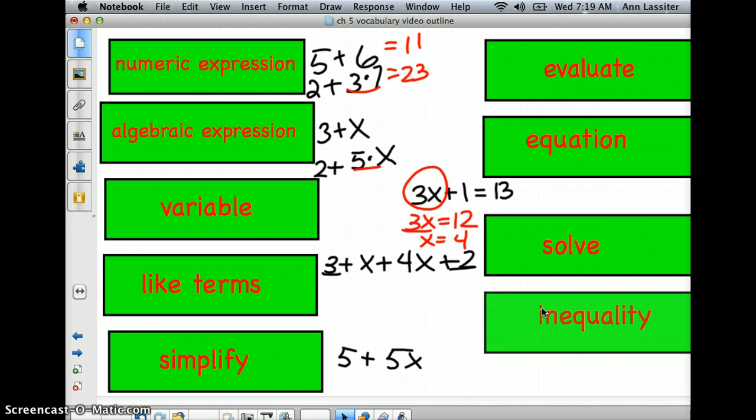Inequalities are mathematical sentences when you use less than or greater than. You could have this expression 3x plus 1 and say how is it related to 13 when x equals 5. So if I substitute the 5 in, I have 3 times 5 is 15, plus 1 is 16. How is 16 related to 13? It's greater than, so I would say greater than.